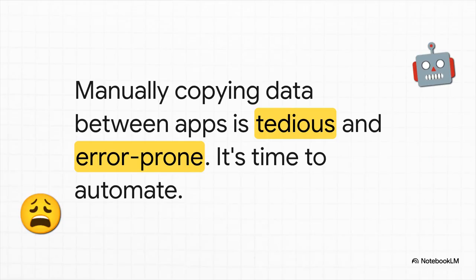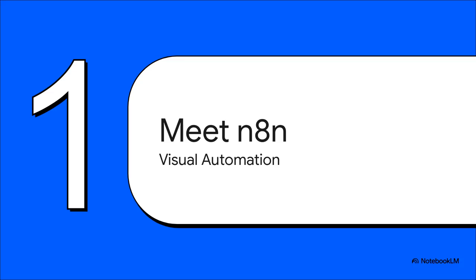I mean, you know the drill, right? We've all been there. You spot a bug report in Discord, then you got to switch over to GitHub, create a new issue, and then you're just slowly copying and pasting every single detail from one window to the other. It's so tedious, you're bound to make a mistake, and honestly, it's exactly the kind of work that computers should be doing for us. Okay, so let's talk about the solution.